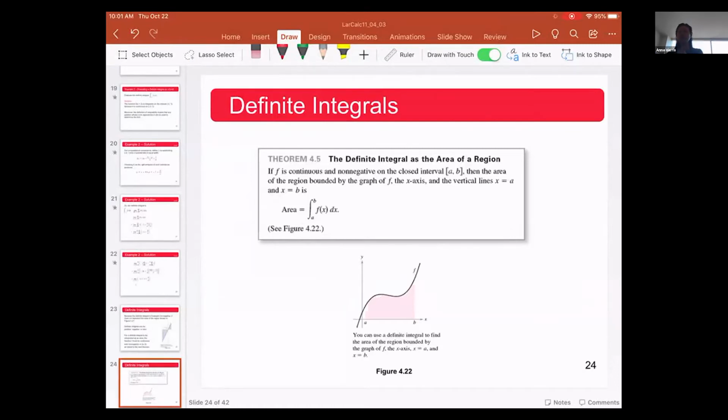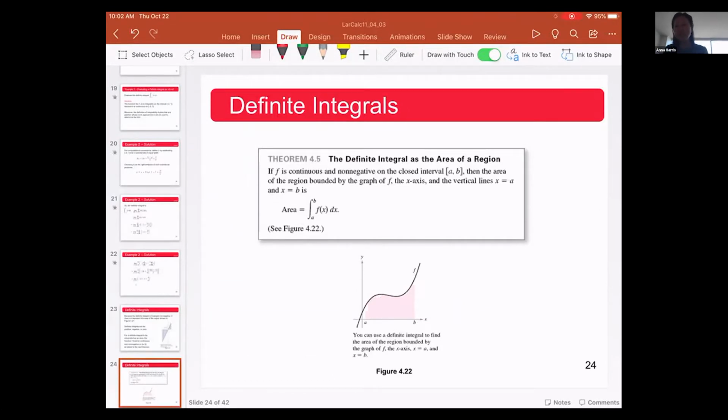So let's finish 4.3 and then 4.4, because 4.3 and 4.4 in a way are the same. There are only a few differences at the end of 4.4. So now we're going to learn about definite integrals.